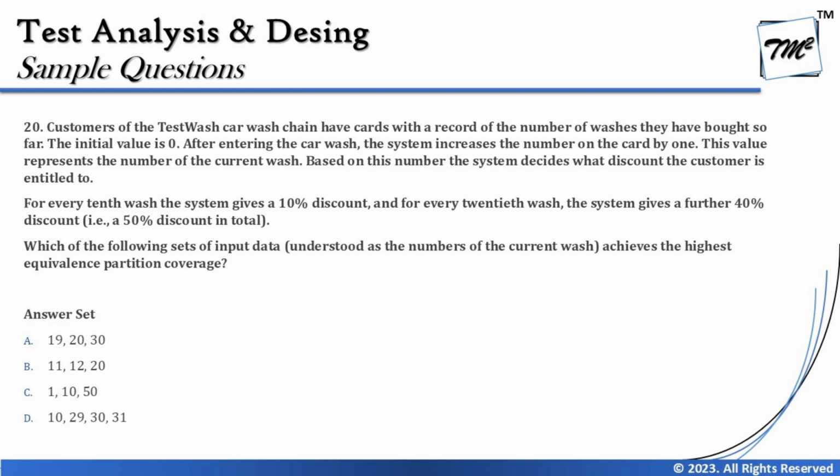So which of the following sets of input data, understood as the number of the current washes, achieves the highest equivalence partition coverage? Now this partition is a little tricky because every 10th wash you are getting a discount, and you cannot just say a range like 0 to 5, 6 to 10, 10 to 20. That's not something you're going to create here. Rather, you're going to put similar behaving elements into one partition, following the basic rule and definition of equivalence partition. If you remember, the definition of EP says that we put similar behaving elements into one particular class.